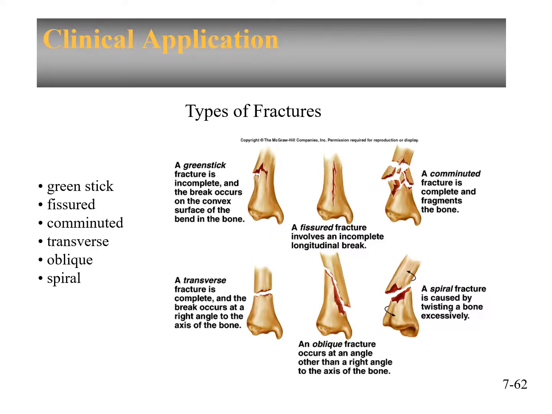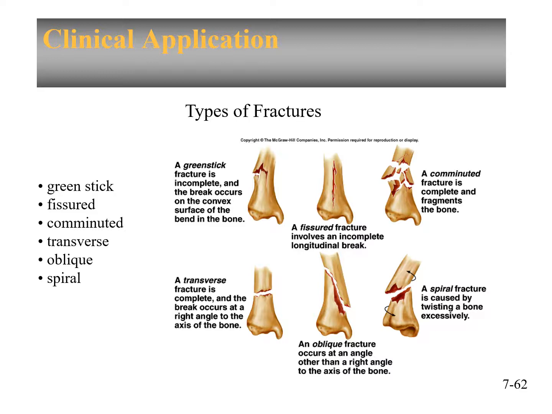There are different types of fractures that we're going to be looking at. With a case study, we're going to see these come up again. We have green stick fracture, fissured, comminuted, transverse, oblique, and spiral. Green stick fracture is incomplete, and the break occurs on the convex surface of the bend in the bone, usually with children. A fissured fracture involves an incomplete longitudinal break.